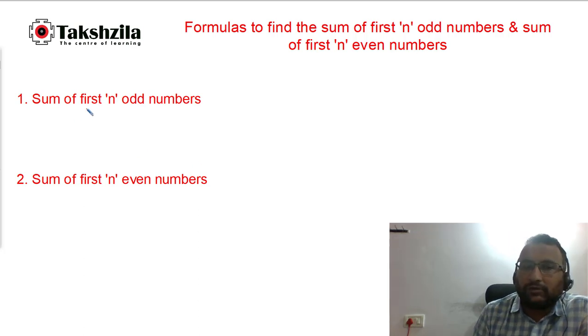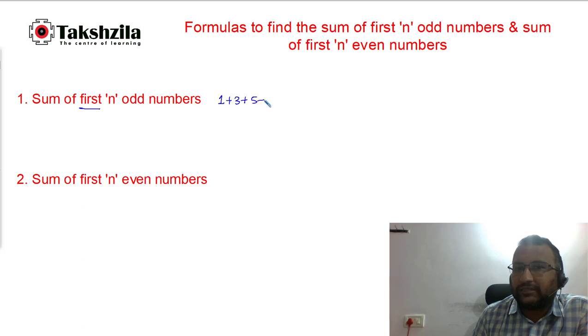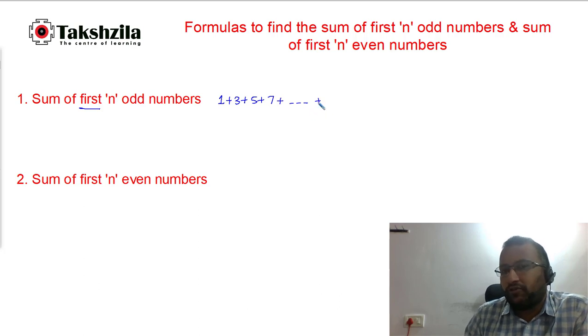Again, the important keyword is first. The first odd number is 1. 1 plus 3 plus 5 plus 7 plus so on. Plus the last odd number is going to be which one? The formula to find nth odd number is 2n minus 1. This addition is going to be n square.